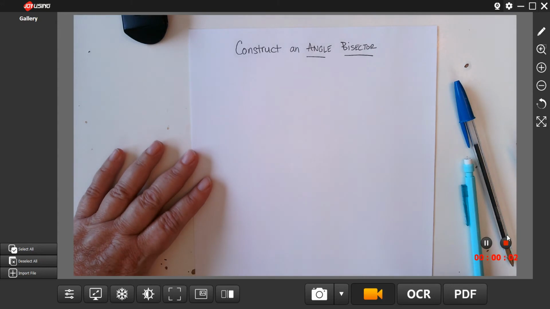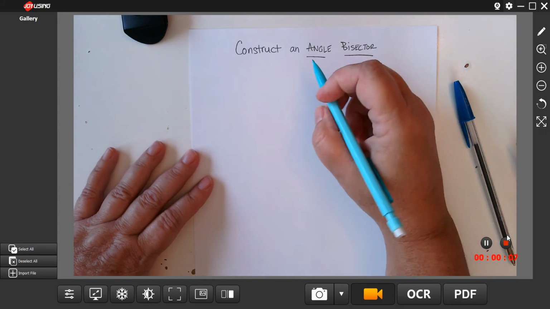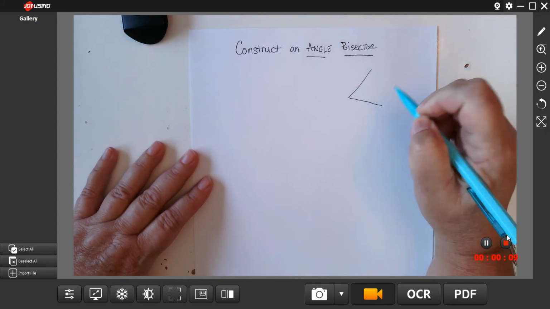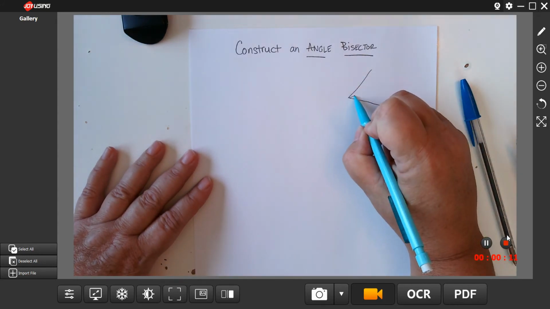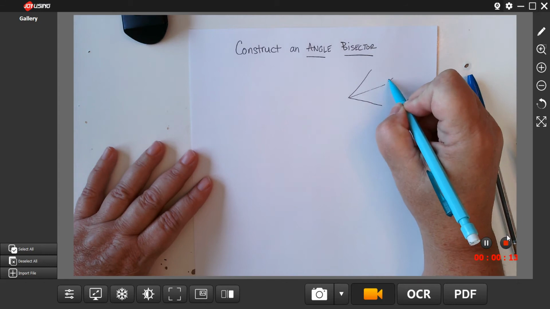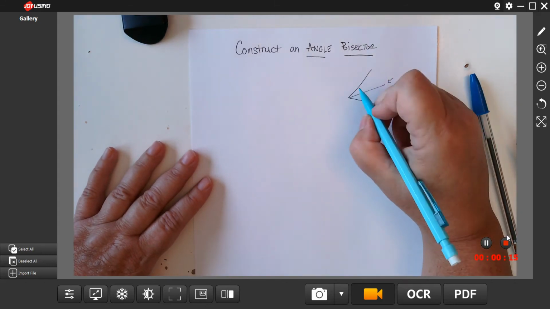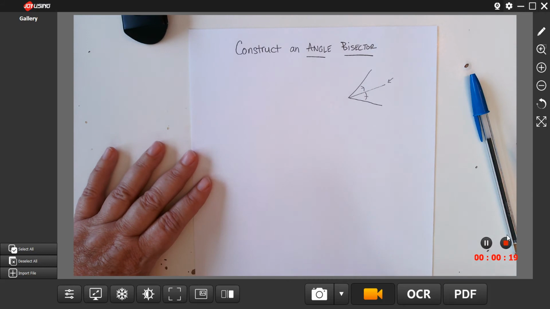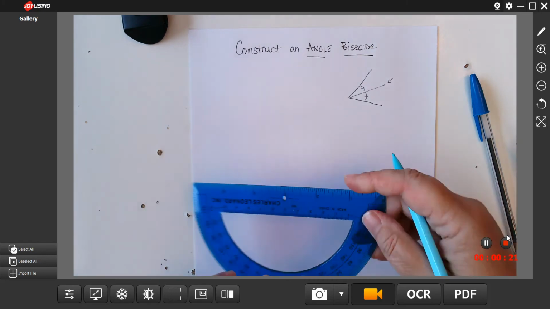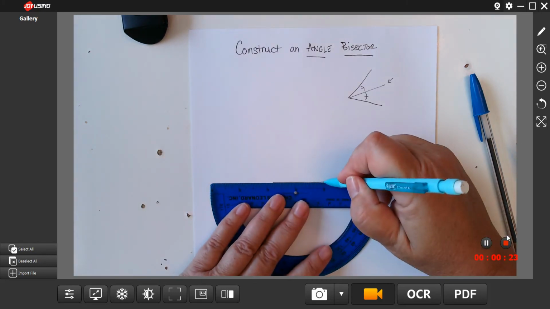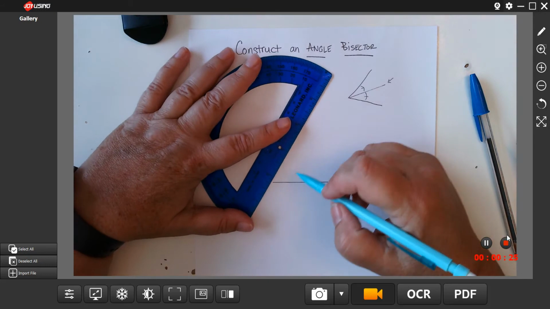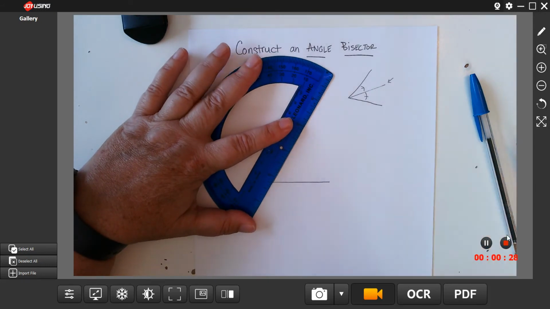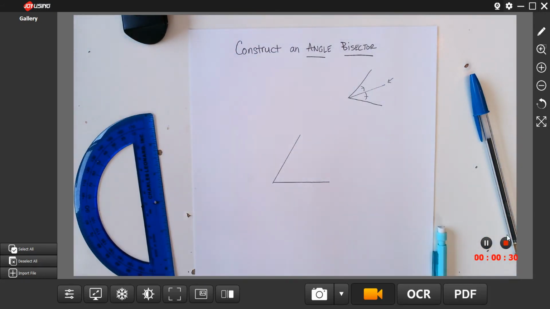Today I'm going to teach you how to construct an angle bisector. Angle bisector means we're going to start with an angle and then we're going to bisect it, meaning we're going to construct this ray that divides this larger angle into two smaller congruent angles. So we're just going to start with an angle, any angle you want.